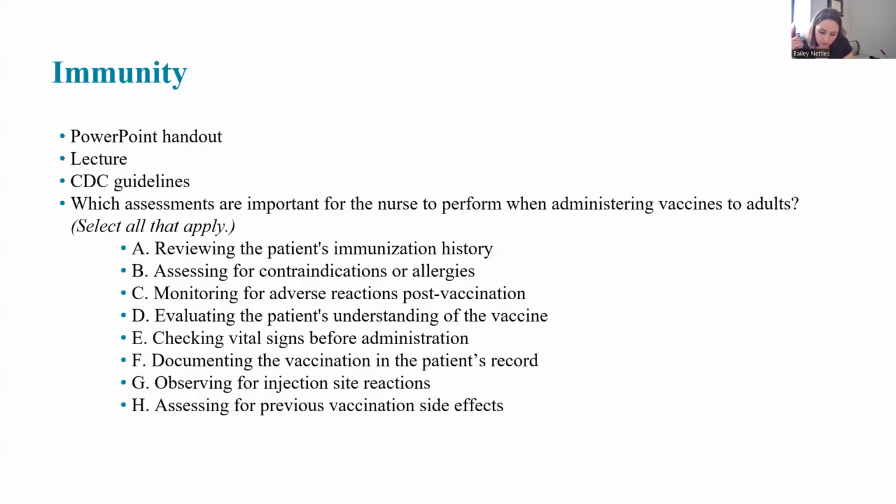Okay, this is a bad question because it is all of them. Or you should definitely observe for injection site reactions, right? We should assess for previous vaccination side effects too, because if they have a true allergy, we're not going to do it. Sorry about that. It's all of them. Never going to happen on the test.